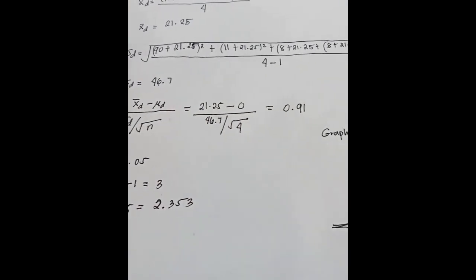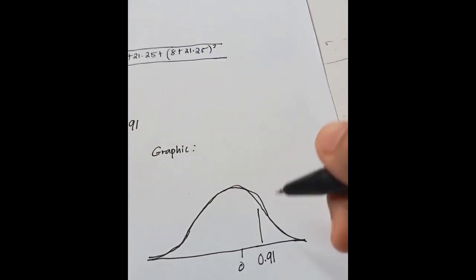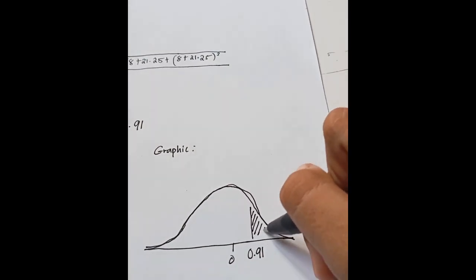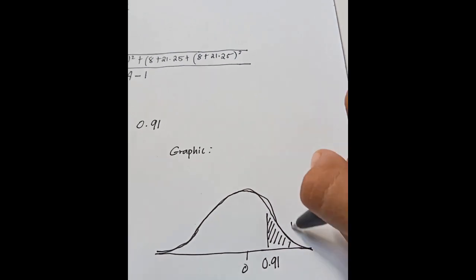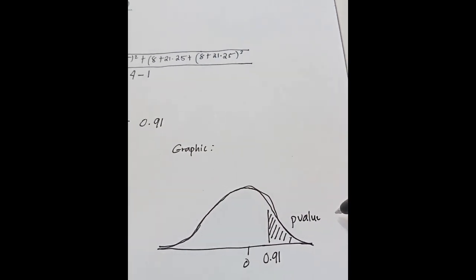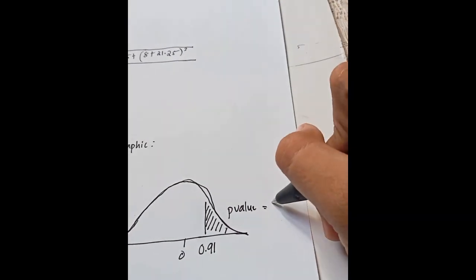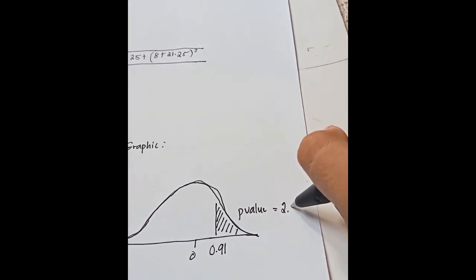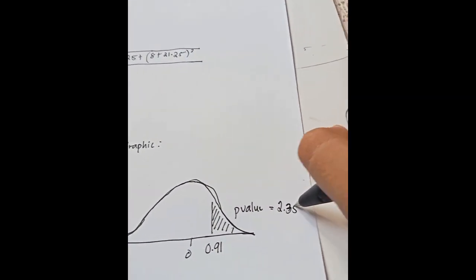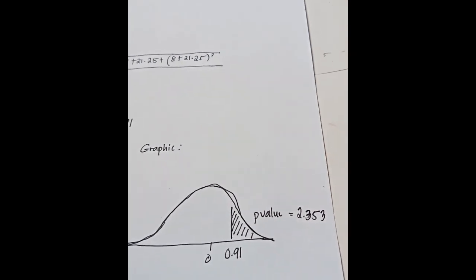Therefore, it rejects the null hypothesis and we conclude that the strength development class helped to make the players stronger on average. That's all. Thank you.